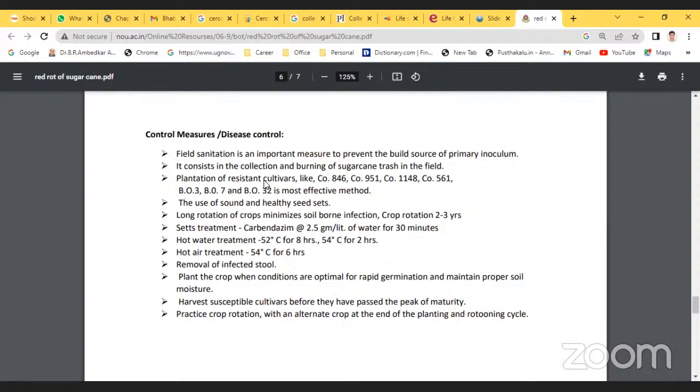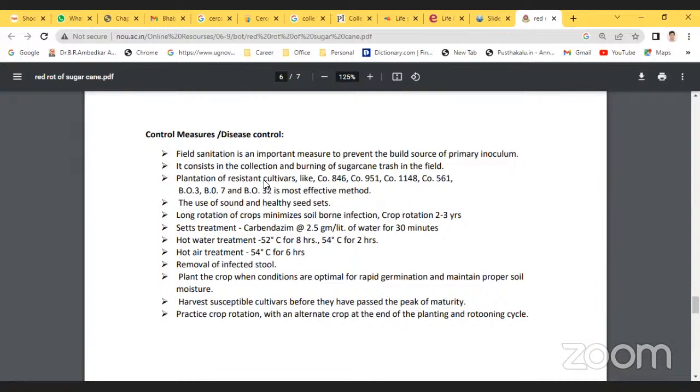So, the control methods and disease control. Field sanitation is an important measure to prevent the wild source of the primary inoculum. It consists of the collection and burning of the sugarcane trash in the field. Plant resistant cultivars like CO 846; these are some of the most effective varieties. Use sound and healthy seed sets.